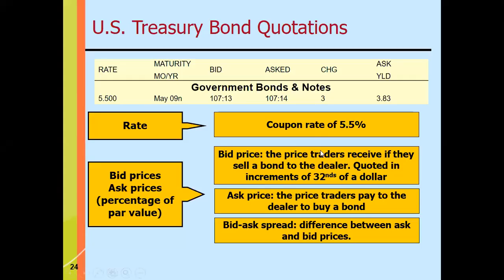In that case, if the dealer is willing to buy the said bonds or securities at a certain price, you call that the bid price, which is quoted in increments of 32nds of a dollar. On the other hand, if the dealer is willing to sell that particular security, you call that the ask price. So I repeat, bid price is the price that the dealer would pay to buy a certain bond. Ask price is the price at which the dealer would be selling the bond.